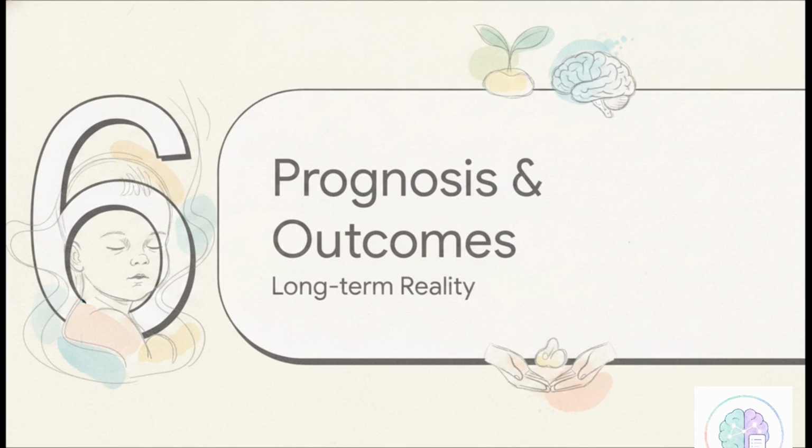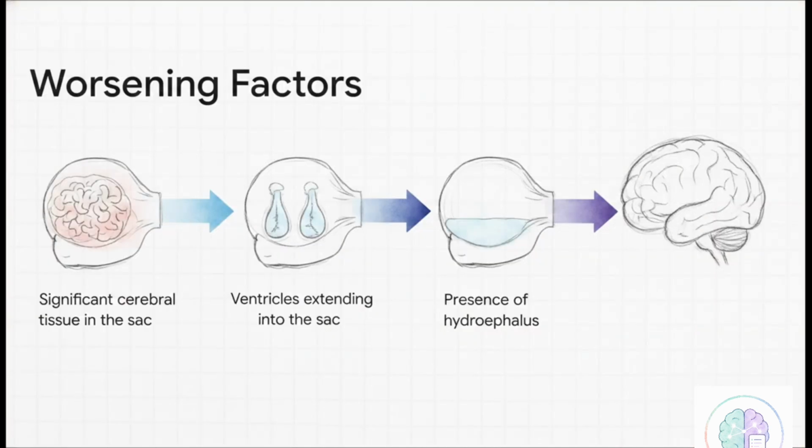Finally, we reach Section 6, Prognosis and Patient Outcomes. When it comes to occipital defects, we can largely predict outcomes based on structural severity. Naturally, the prognosis is inherently better if you're just dealing with an occipital meningocele rather than a true encephalocele. But things worsen significantly if a large amount of cerebral tissue is trapped in the sac, if the ventricles extend directly into the sac, or if there's accompanying hydrocephalus. Basically, the more complex the herniation, the steeper the uphill battle for the patient.